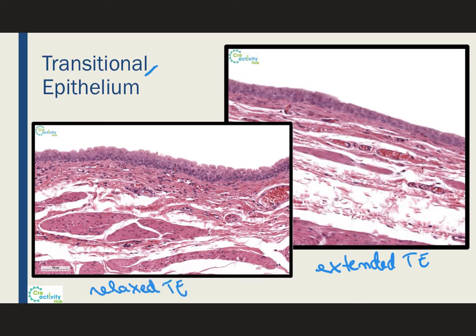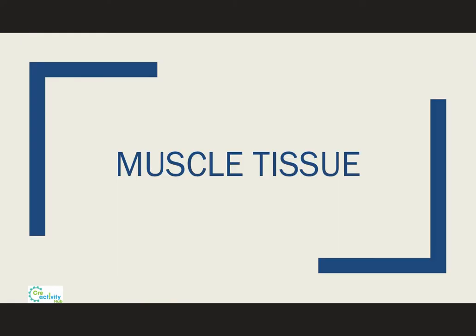And as we analyze the 2 slides on the images of this PowerPoint, notice how the apical cells look rounded compared to this other slide where the surface looks flat. This means that this tissue is relaxed and this other tissue is stretched. Therefore, this one over here would be your example of relaxed transitional epithelium, and this one would be your extended transitional epithelium. Now that we're done with the epithelial tissue, let's move on to muscle tissue.